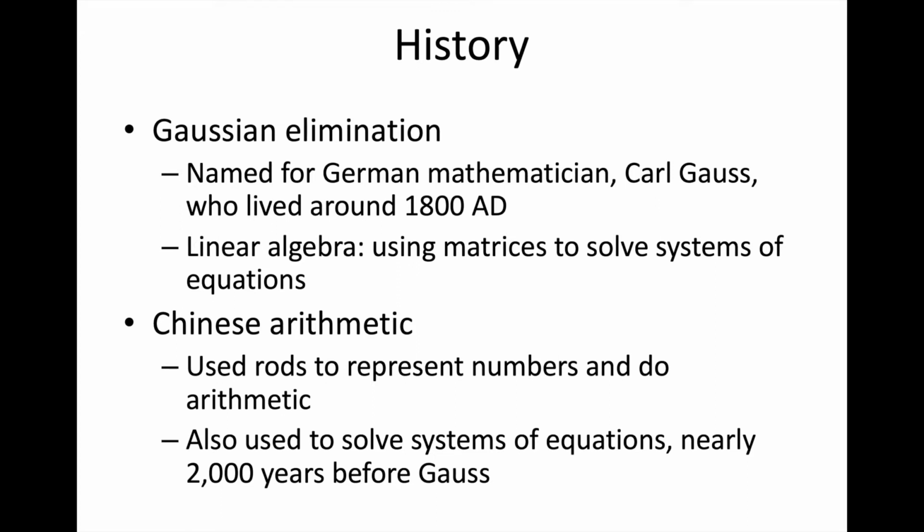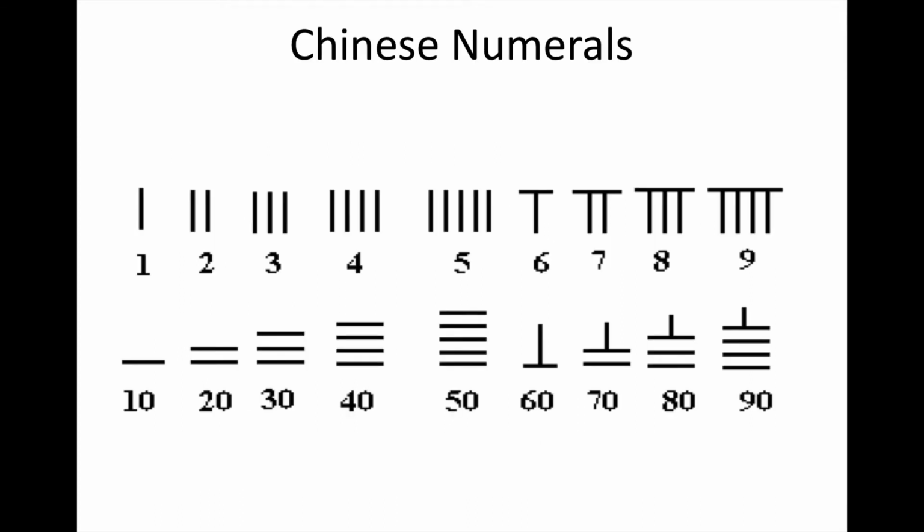This method is often called Gaussian elimination, named for a German mathematician named Karl Gauss. He lived around 1800 AD, but the method, Gaussian elimination, is kind of a misnomer because the ancient Chinese mathematicians used this method almost 2,000 years before Gauss was even born. And the reason they had this jump start on Western mathematicians is because of the Chinese rods, the way that the Chinese represented numbers and did arithmetic. So let's start there. These are the Chinese rods.